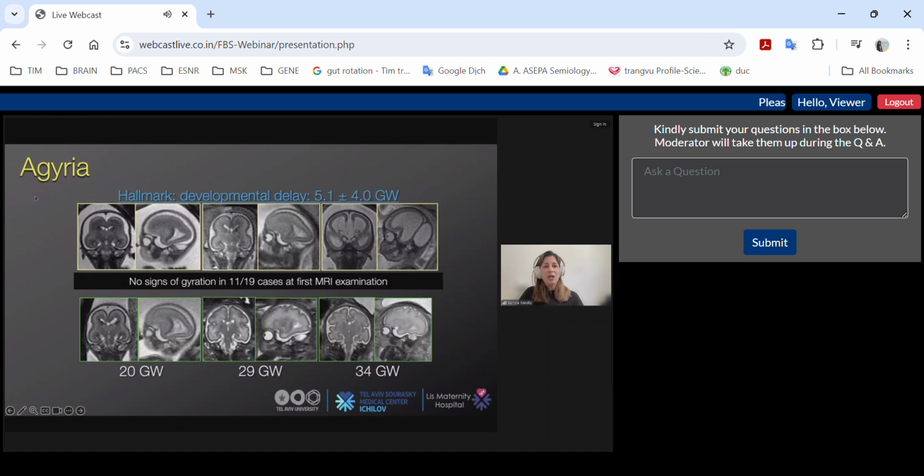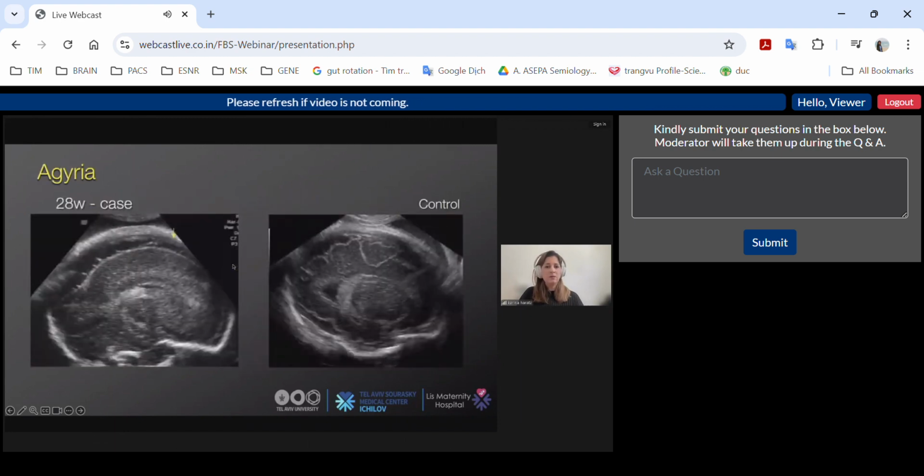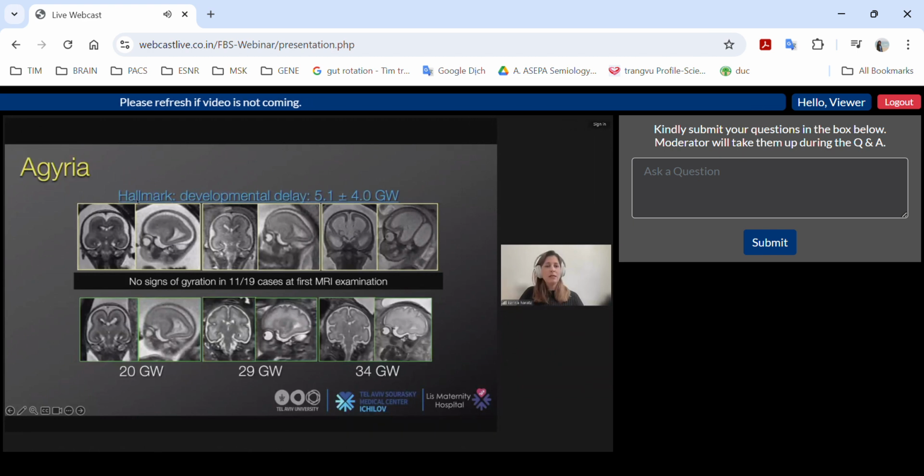So whenever we have an agyric fetus, here we have the abnormals, and here we have the normals for comparison. This is a publication from Edwin Perello from France. And it would be easier for us, maybe not at 20 weeks, but later on, to know that something very bad is happening here.